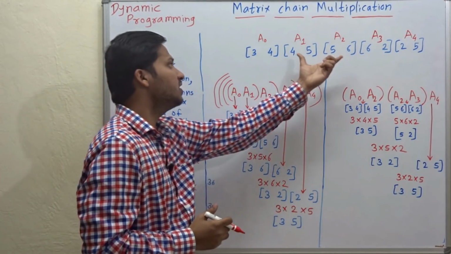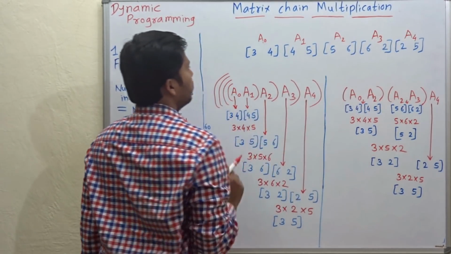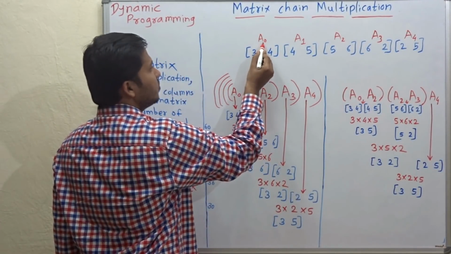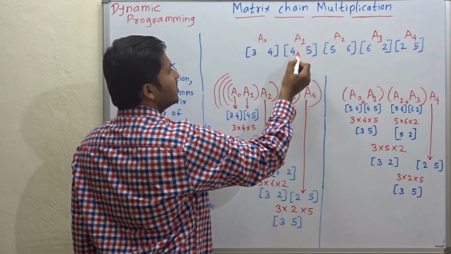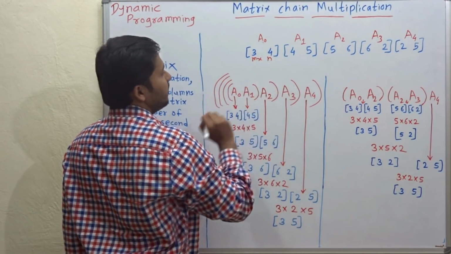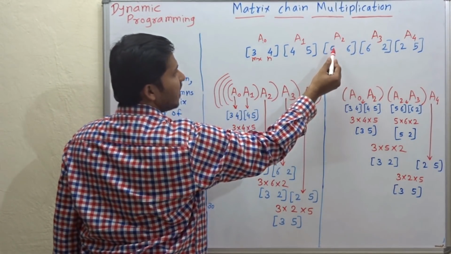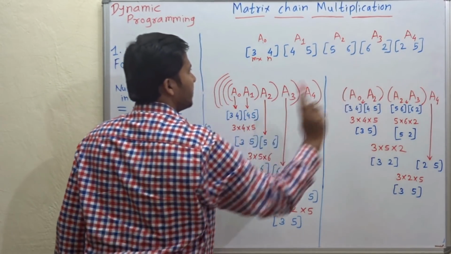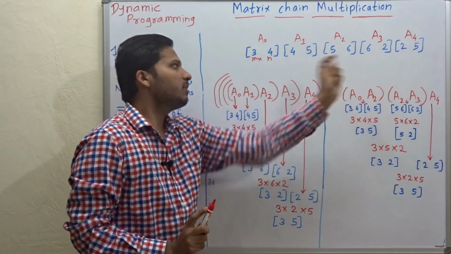So if you have been given 5 matrices, that is A0, A1, A2, A3 and A4, and these are the sizes of those matrices. So A0 matrix is of size 3 cross 4, then A1 is of size 4 cross 5, that is m cross n. Okay, and similarly for A2, A3 and A4, the sizes are 5 cross 6, 6 cross 2 and 2 cross 5 respectively. So here I have mentioned 2 ways to multiply these matrices.